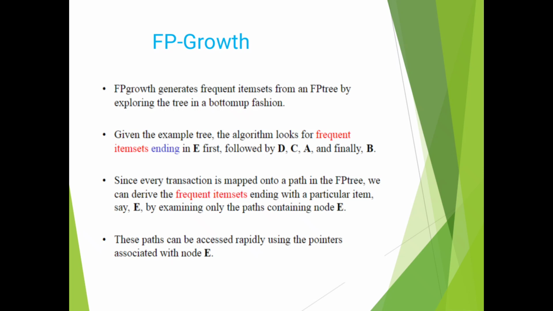FP growth generates frequent itemsets from an FP tree by exploring the tree in a bottom-up fashion. Given the example tree, the algorithm looks for the frequent itemsets ending in E first, followed by D, C, A, and finally B. Since every transaction is mapped onto a path in the FP tree, we can derive the frequent itemsets ending with a particular item, say E, by examining only the paths containing node E. These paths can be accessed rapidly using the pointers associated with node E.